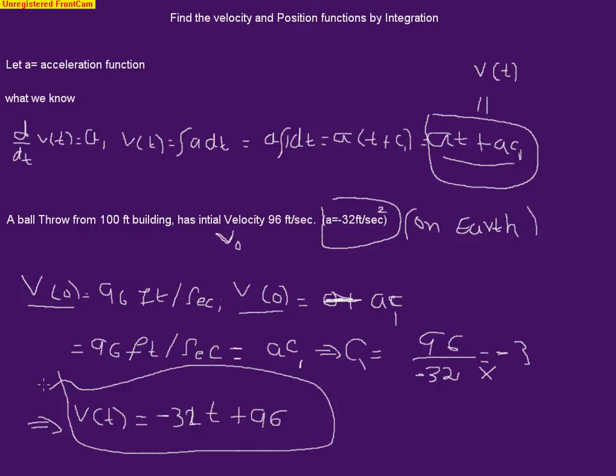And we're done with the velocity. Now let's go to the distance. So we've learned that the derivative of the position function would be the velocity function. So we have d/dt of s(t) would be equal to the velocity function.